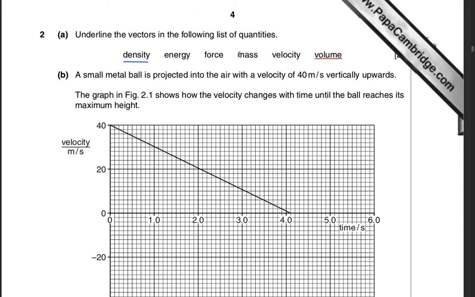And then vectors: mass is a scalar, energy is a scalar. There are four vectors. That's why they give you 2 marks there.